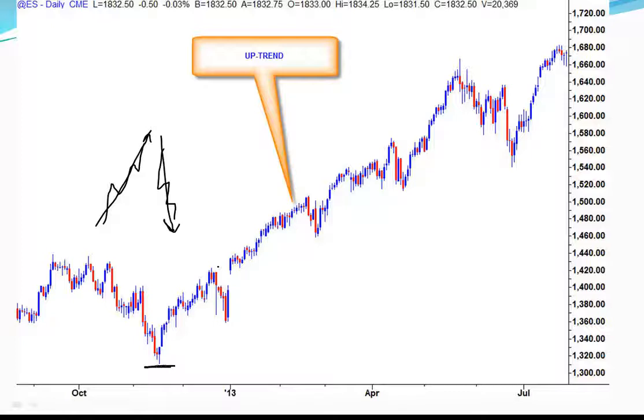So here's your low, here's your high, here's your higher low, higher high, higher low, higher high, higher low, higher high, higher low, higher high. So that's establishing what we call an uptrend on that particular chart. In this example, there's a complex wave.